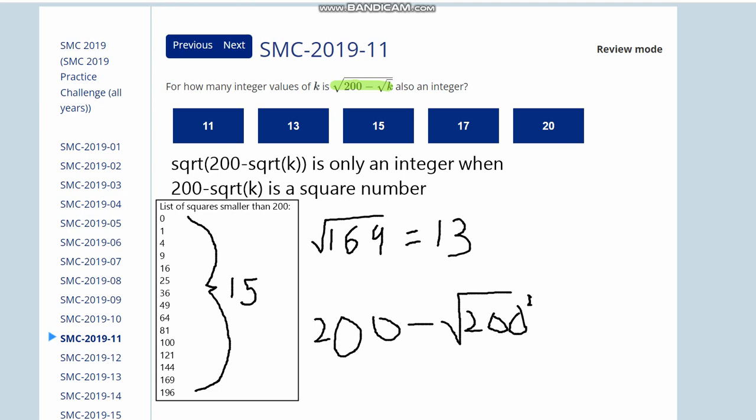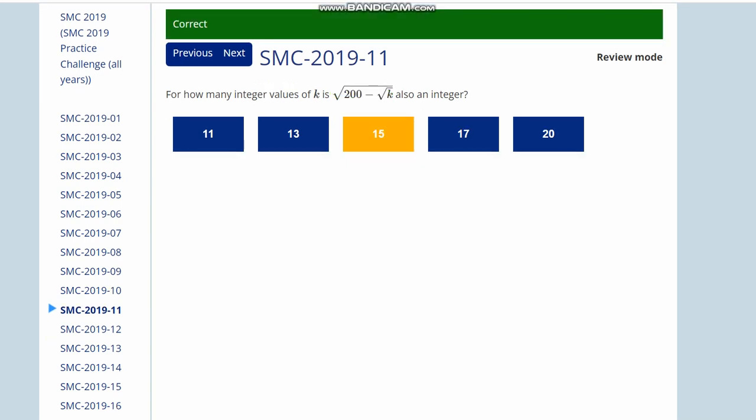We can also see for 196, 200 subtract 4 would give us 196. Therefore, 200 subtracted by 4 squared would give us 196. This is a square number which we can find the square root to find another integer. Therefore, the answer to this question would be 15. This is seen here.